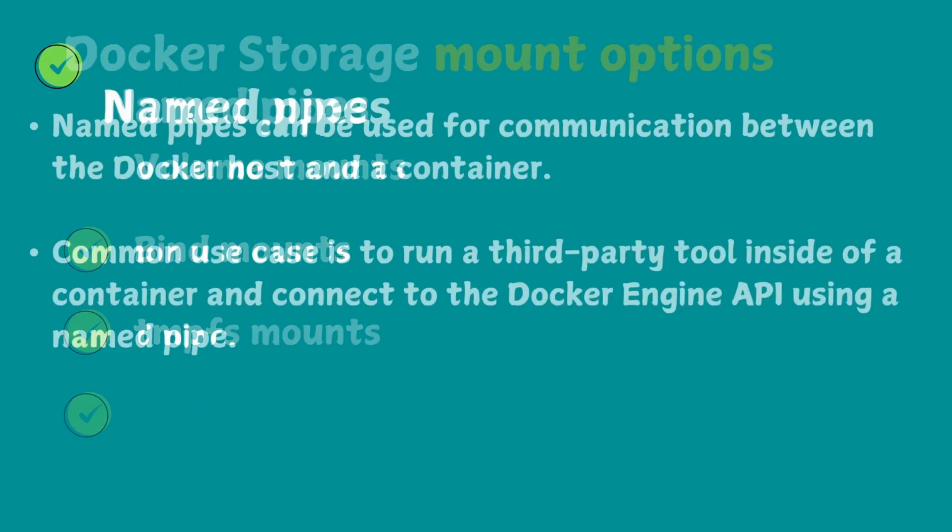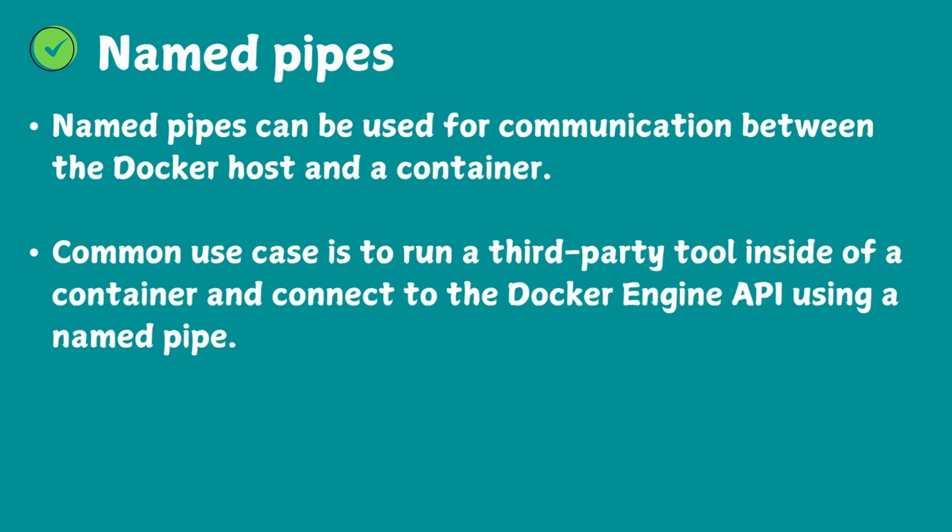And the last one is named pipes, and this is used to enable communication between Docker host and a container. Now here the common use case is to run a third-party tool inside the container and connect to the Docker Engine API using a named pipe.